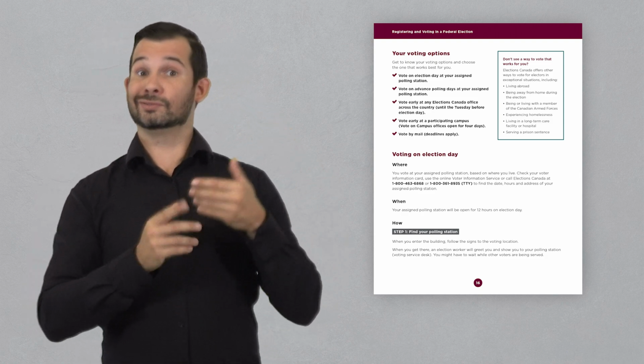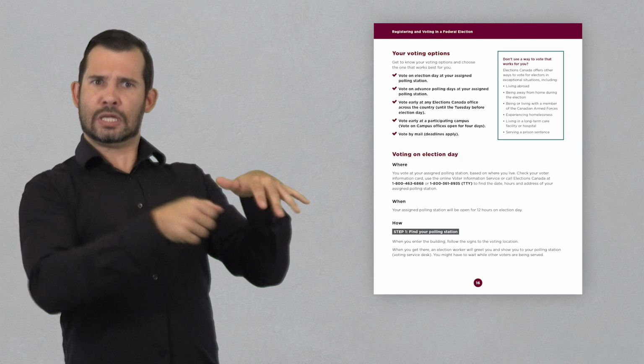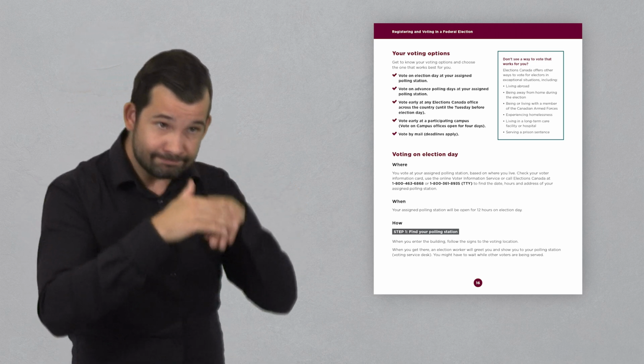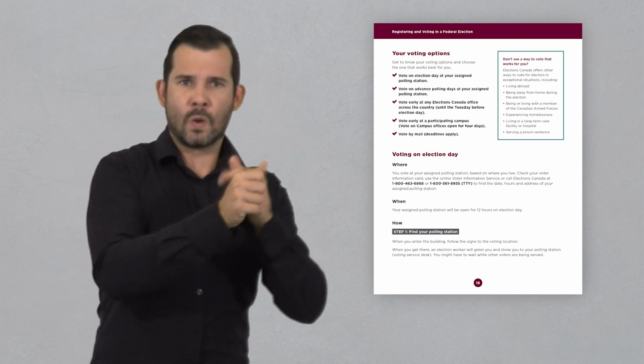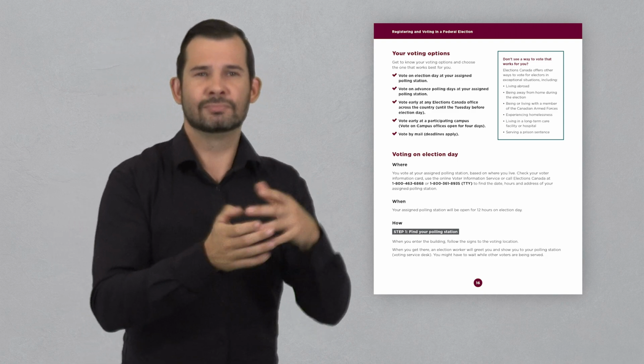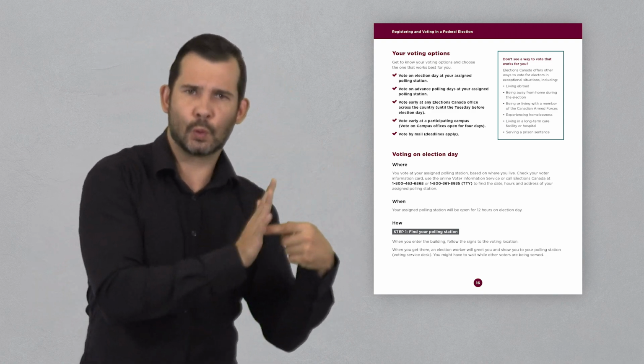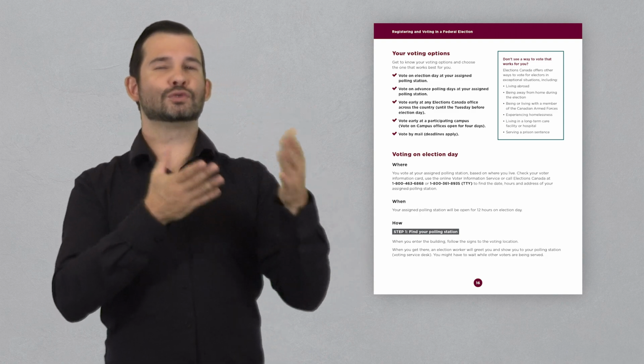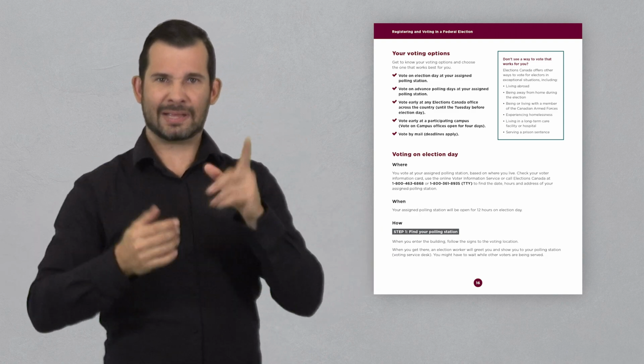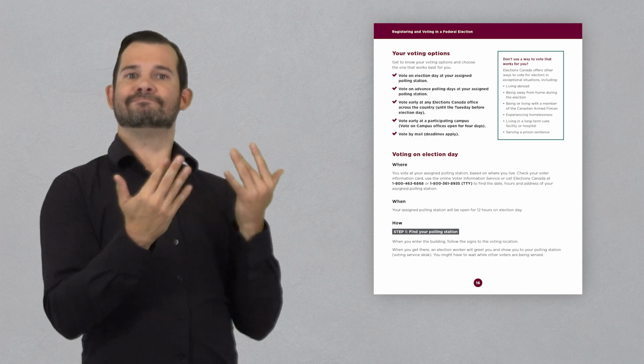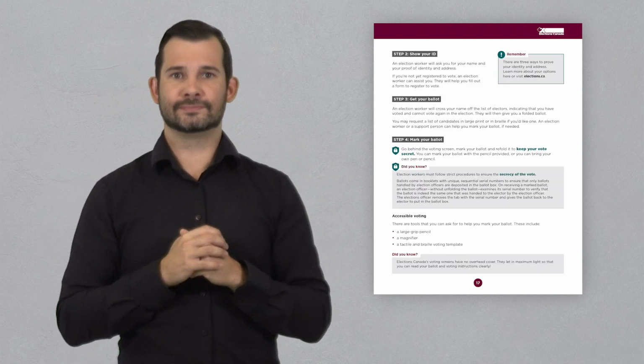What to expect? Step 1. Find your polling station. When you enter the building, follow the signs to the voting location. When you get there, an election worker will greet you and show you to your polling station, voting service desk. You might have to wait while other voters are being served.